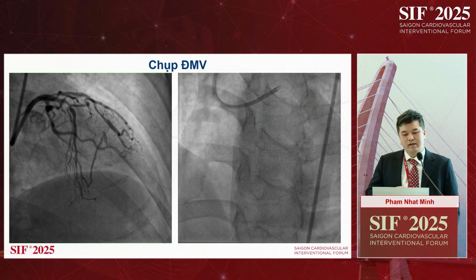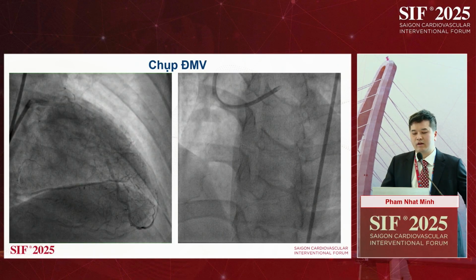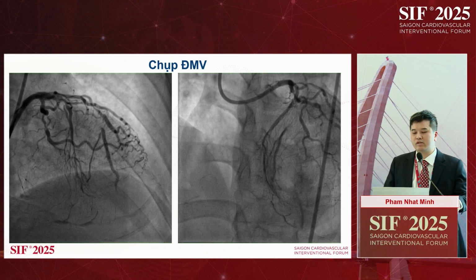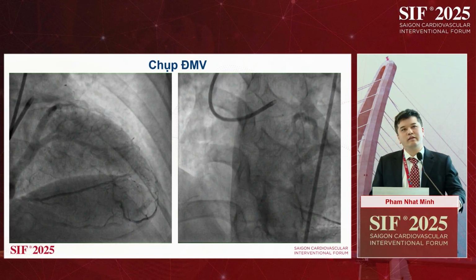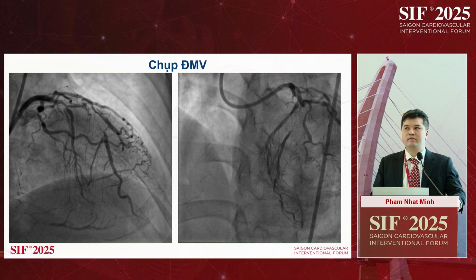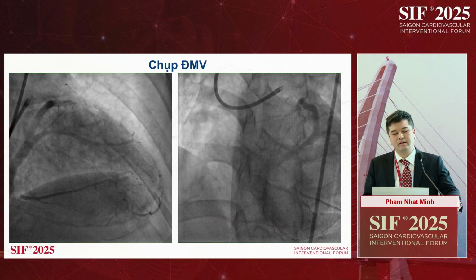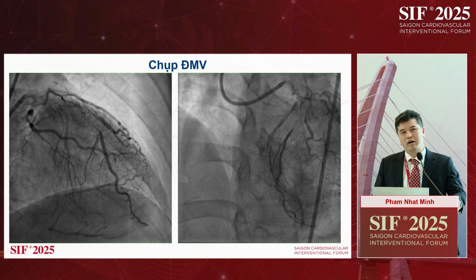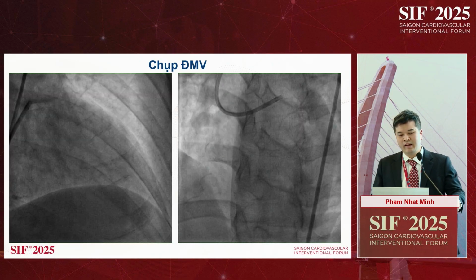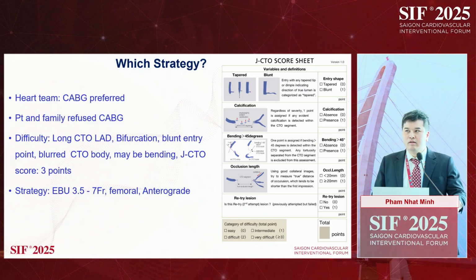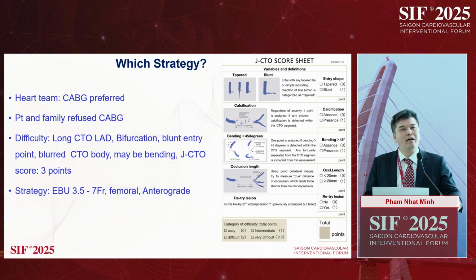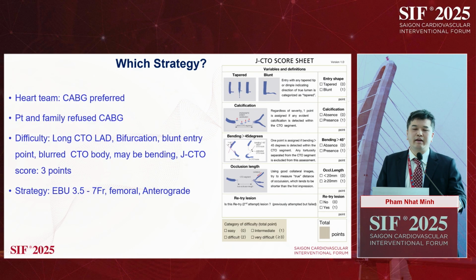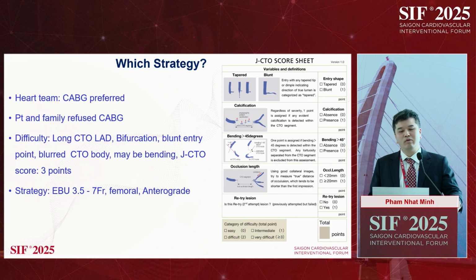Initially, we really thought this case was very suitable for CABG, because he's quite a young patient with a low LVEF of 40%, three-vessel disease, and true CTOs of the LAD and RCA. We advised him to do the CABG, but the patient and family really refused it, and they wanted to try PCI one more time if we could manage it.